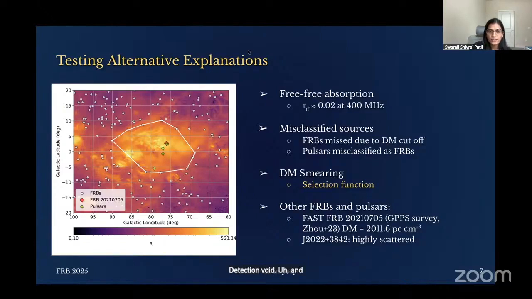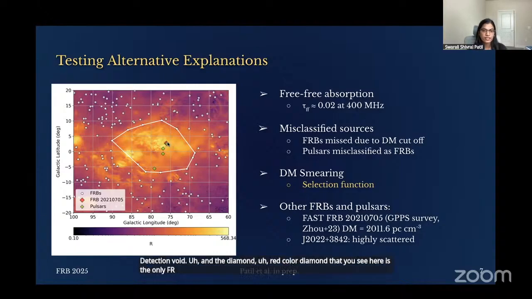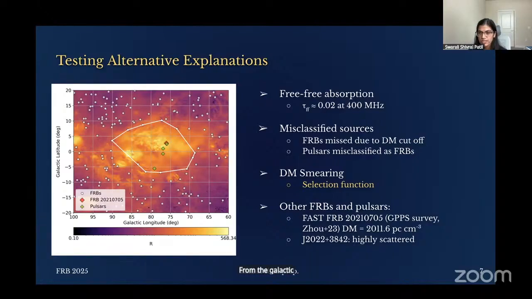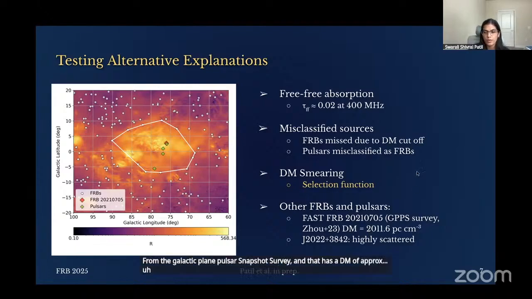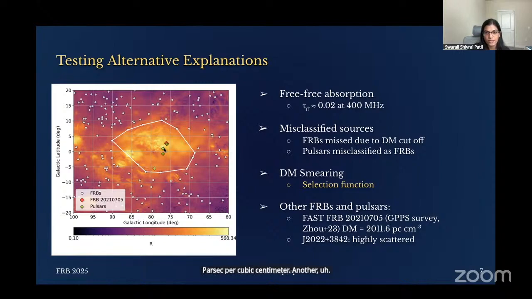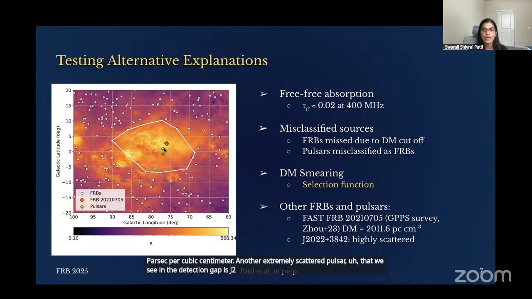And the red diamond that you see here is the only FRB that's been detected in the detection void, and that's the fast FRB from the Galactic Plane Pulsar Snapshot Survey, and that has a DM of approximately 2000 parsec per cubic centimeter. Another extremely scattered pulsar that we see in the detection gap is J2022, and that's known to be lying behind an H2 region.